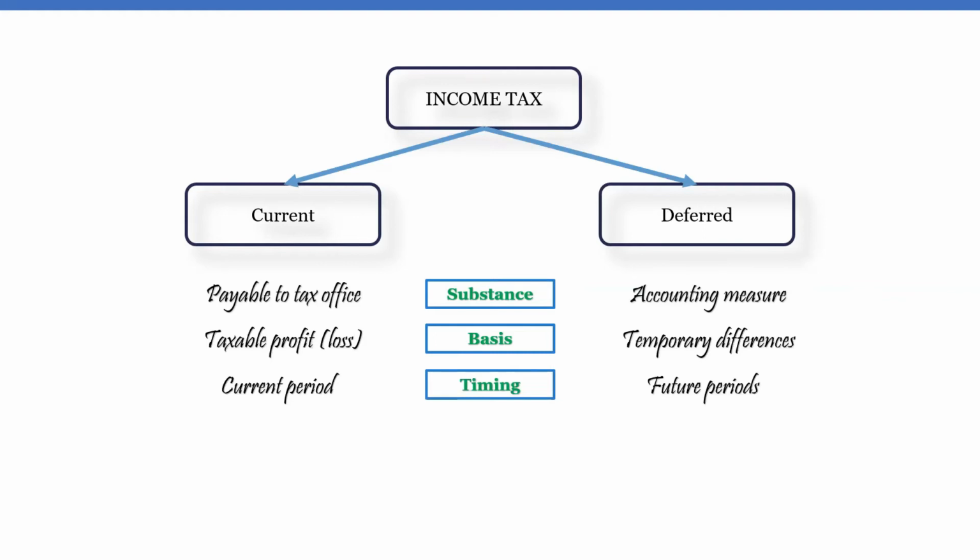So temporary differences, nabanggit dyan kanina as a basis ng deferred income tax. These are differences between the tax basis of an asset or liability and its carrying amount in the financial statements that will result in a taxable or deductible amount when the carrying amount of the asset or liability is recovered or settled.